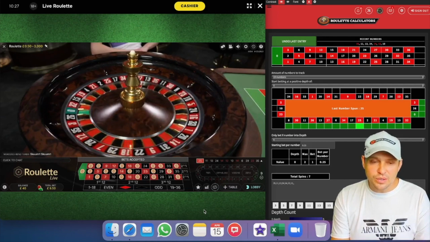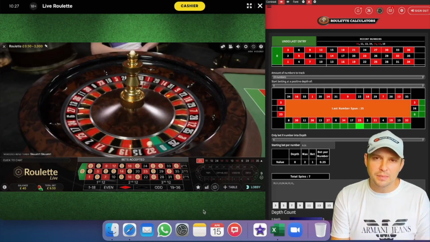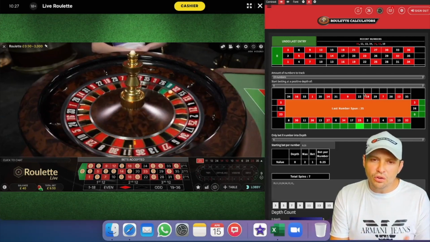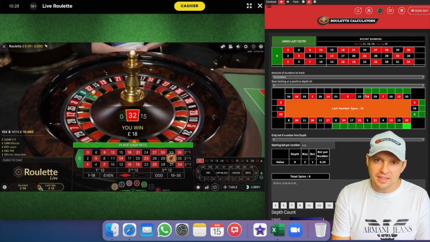Now you can do this without the calculators. It is a lot easier if you have got the calculators, because if it goes on the opposite side, the reverse area key, you're not going to see, it'll be, well, I mean you can work it out, but it's a bit of a pain.